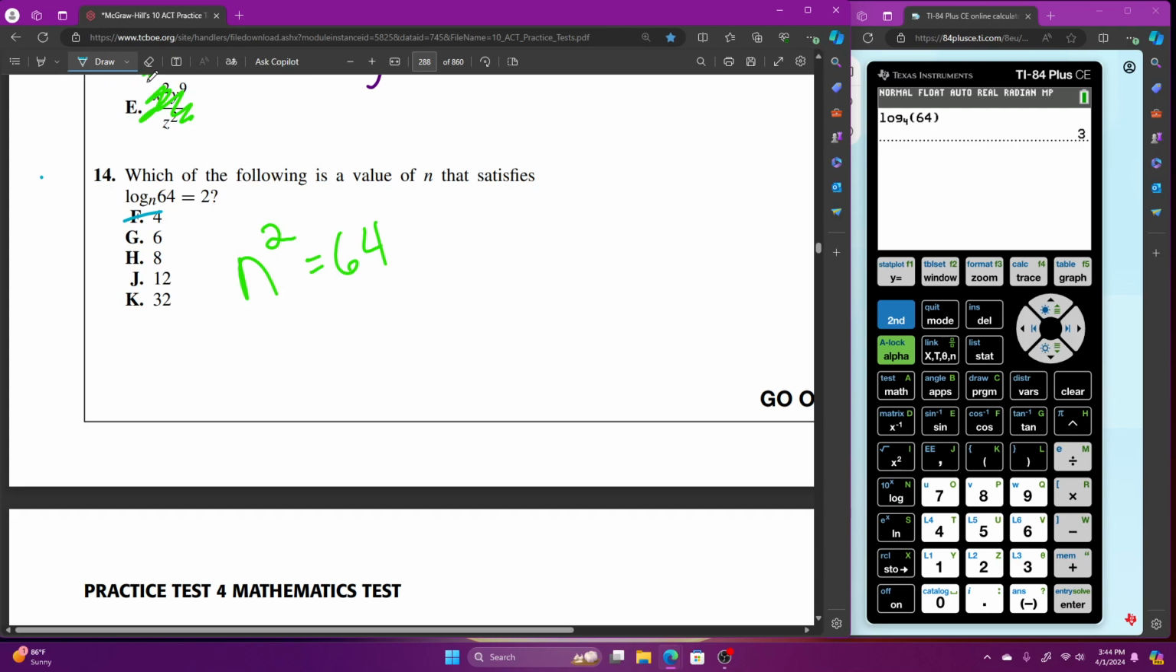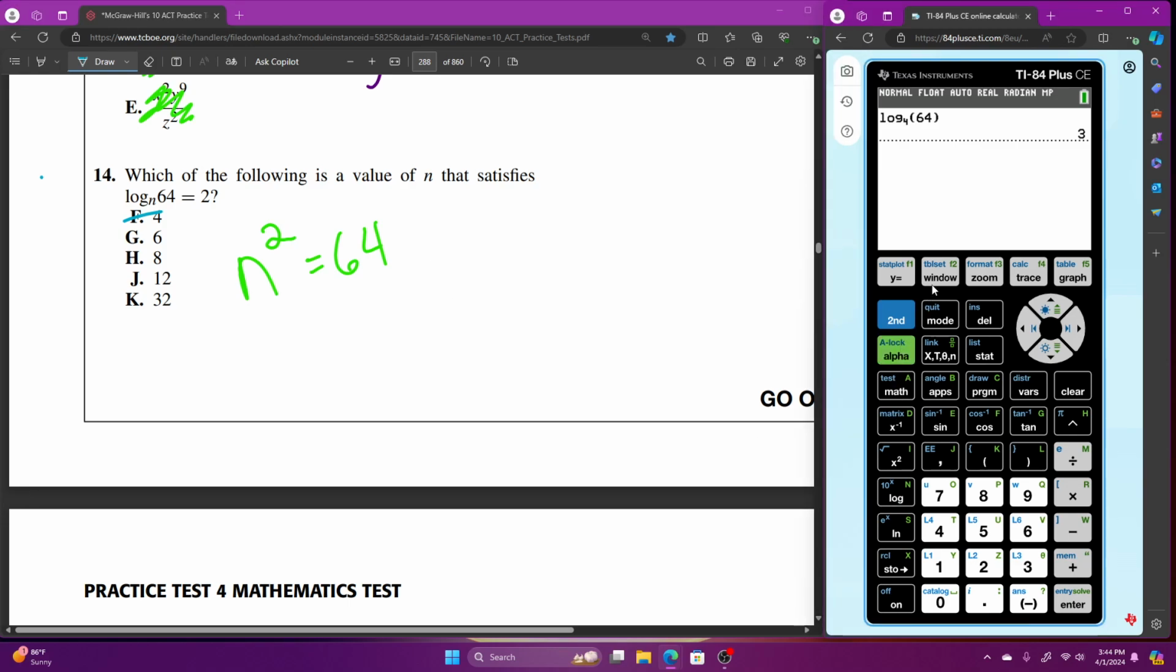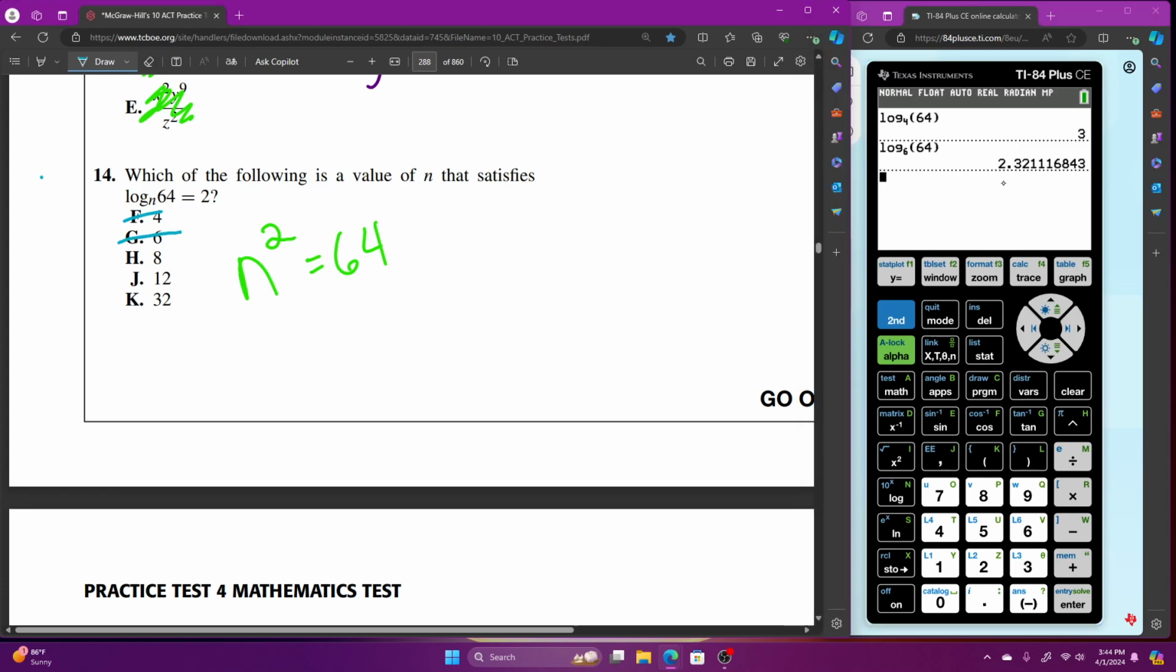There's actually another way you can get to this menu. You can hit math and scroll, or you can hit alpha window or alpha F2, and you have another way to get to the log base. Right here. Enter on it. Log base. This time we'll try the 6 of 64. And we're getting closer to 2, but not exactly 2, so answer choice G is not correct.